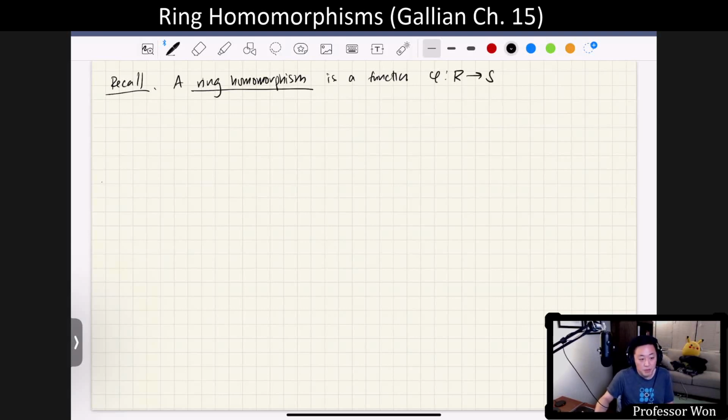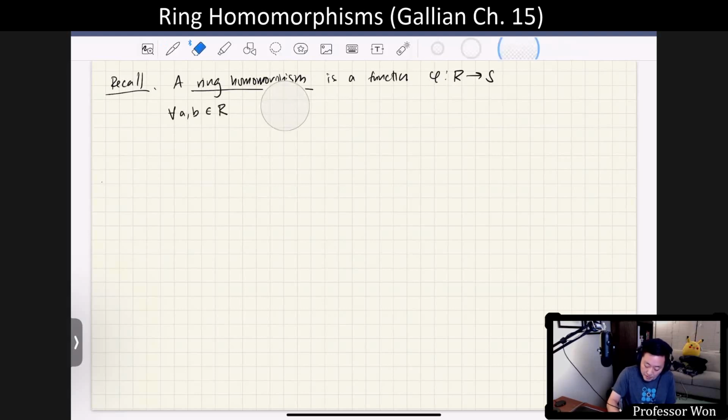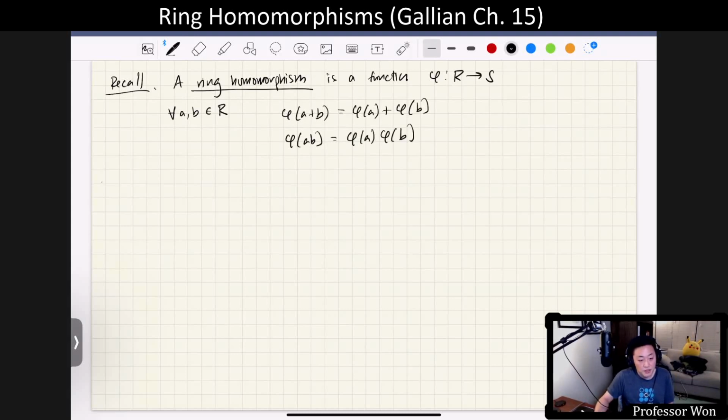Every ring has two operations, a plus and a times, and a ring homomorphism will preserve both operations in the following sense. For every pair of elements A, B in the domain, phi of A plus B is equal to phi of A plus phi of B. In other words, the addition operation is preserved, and phi of A times B is equal to phi of A times phi of B. So the multiplication operation is preserved. Right? And we said it's important to note that here on the left-hand side, the operations are happening in R. Here on the right-hand side, the operations are happening in S. So the plus sign there means two different things on the left and on the right.